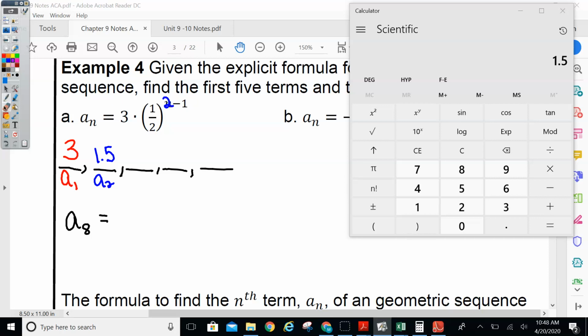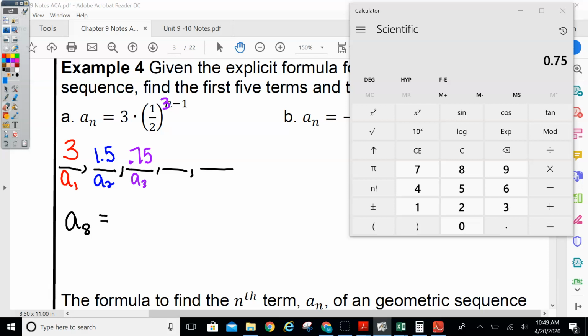Notice the order I'm going in. You do the exponent first. So up here, you're going to do 3 minus 1. 3 minus 1 is 2. So now you do the fraction to that exponent. So 1/2 exponent, 3 minus 1 was 2. And we get this decimal. And then you do times 3, which is 0.75. So 0.75 is A3.